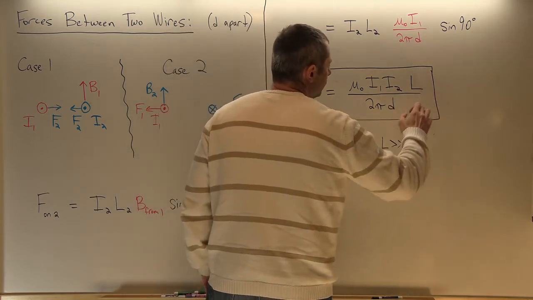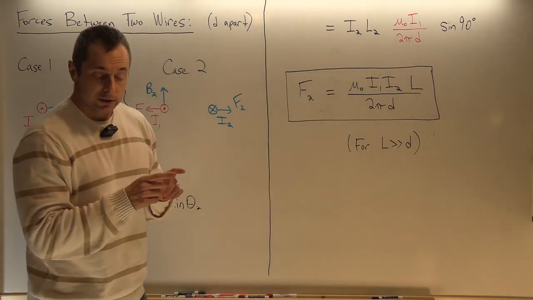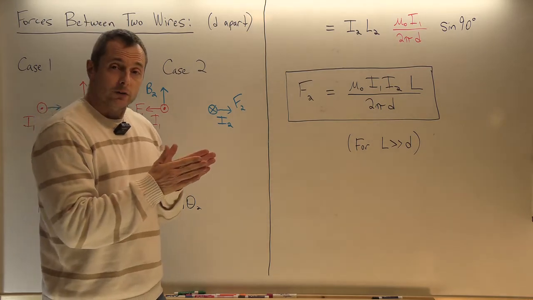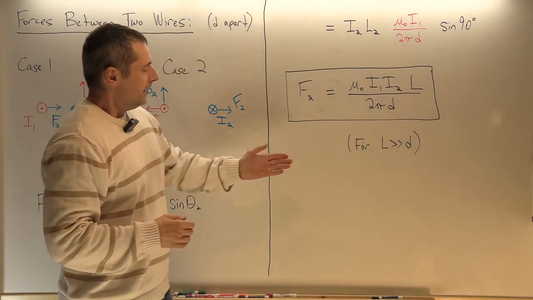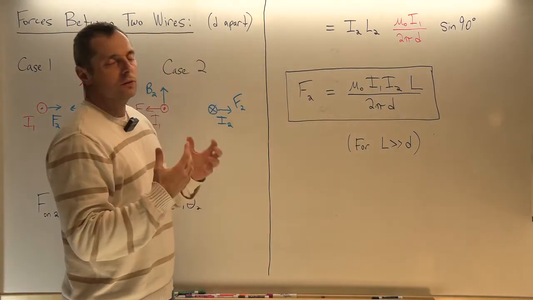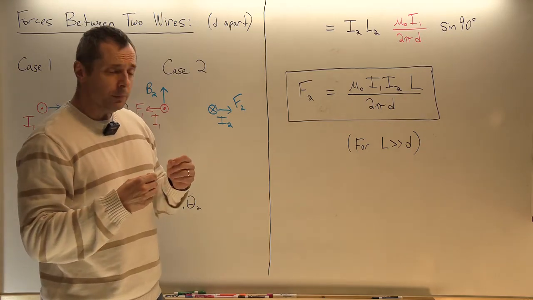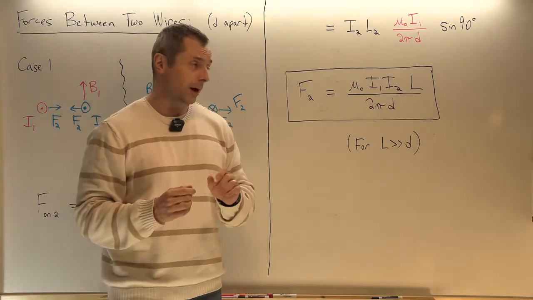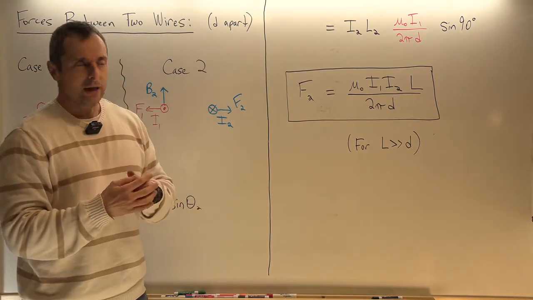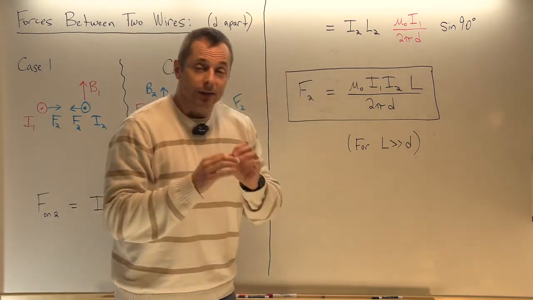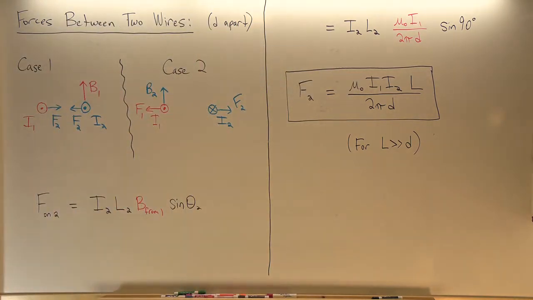And I drop the L2 because usually in these cases, the 2 wires are the same length. But the key condition is that the length of the wires has to be much longer than how far apart they are for this to be true. Otherwise, we can't use this formula for magnetic field. So there it is. Let me create a pause to allow you to copy this down.